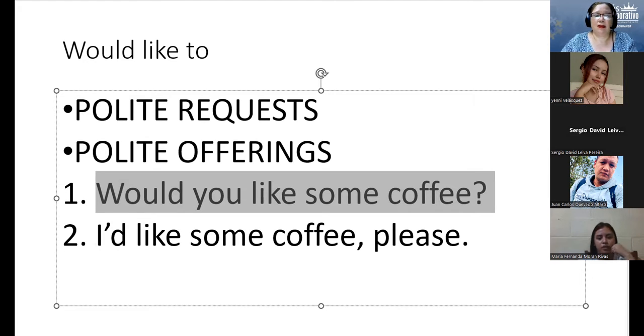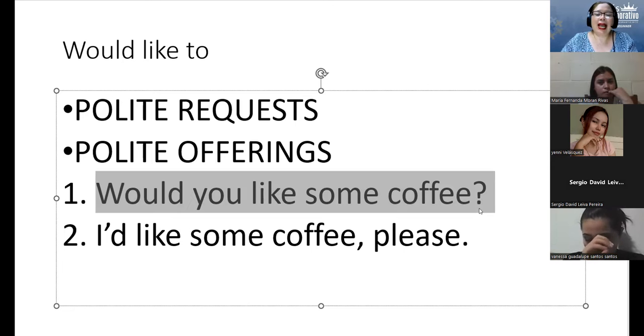The second is a request. Exactly. The first one is offering. And the best way or the most formal way to offer something is using would you like. But if you see here, I don't have any verb. I have an object. So I'm not going to use always to. I'm going to use to only with verbs, right?